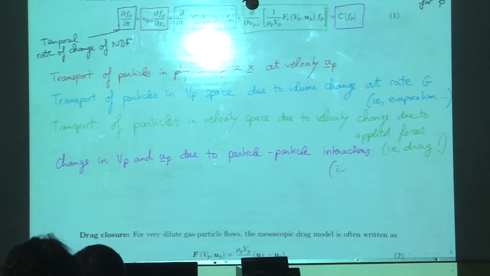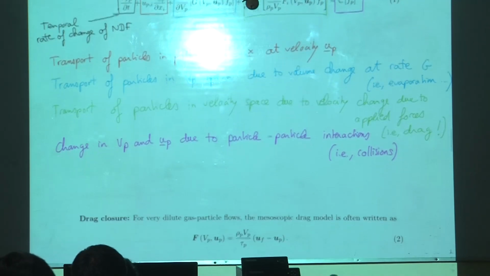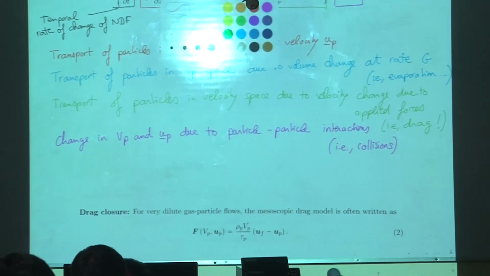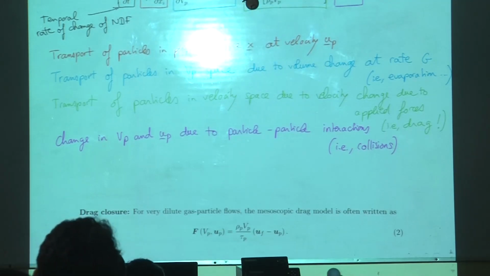And here, typically that's going to be collisions. We're not going to worry about the details of most of this. The one thing that we'll care about is drag. So we're going to write what drag is for our problem. I wrote that as F in the general sense, but essentially it takes us back to our Lagrangian drag law.